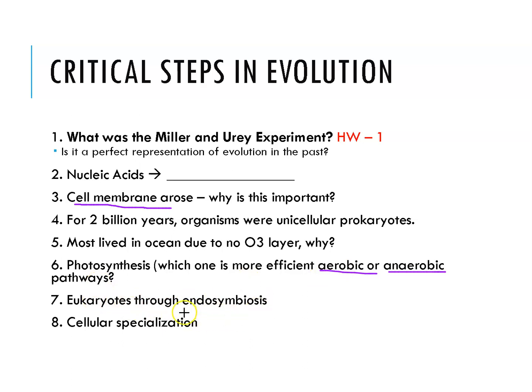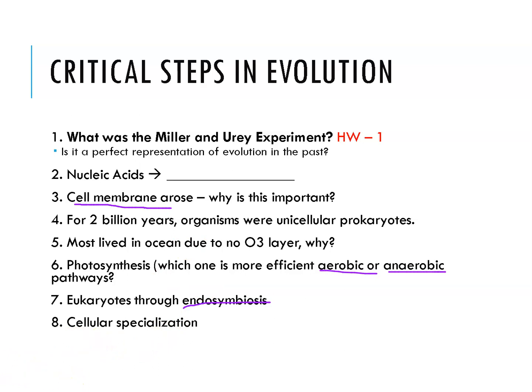Eukaryotes through endosymbiosis. We'll talk a little bit more about that in evolution, but basically mitochondria and chloroplasts arose through endosymbiosis, which basically means this ancient prokaryote engulfed a heterotrophic prokaryote, and instead of killing it, it's like, oh wait, you're making ATP, let me not kill you. Let me not break you down. Let me actually keep you inside. And so that's the best guess evolutionary theory has on the evolution of mitochondria and chloroplasts. And then, of course, cell specialization.